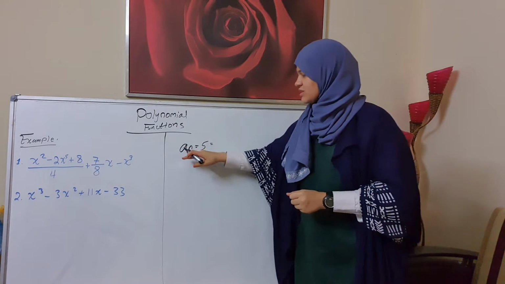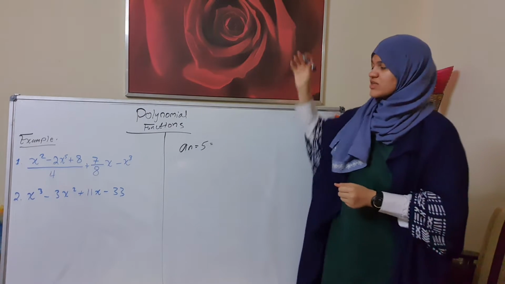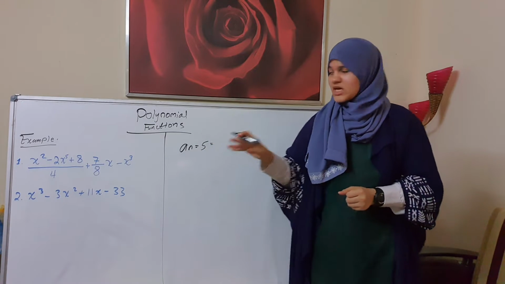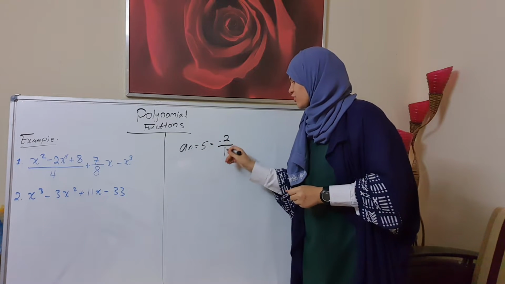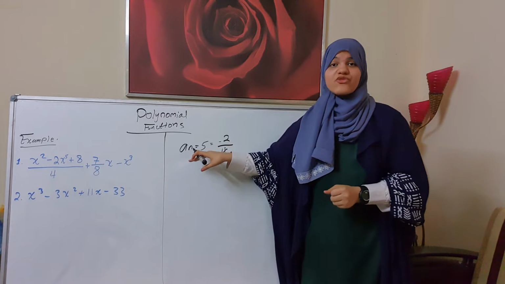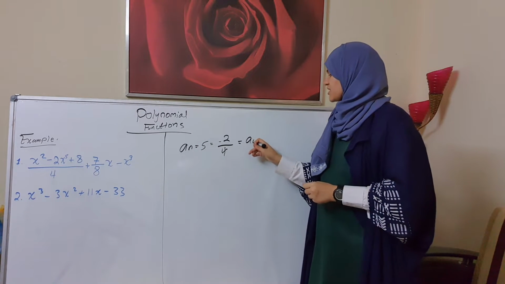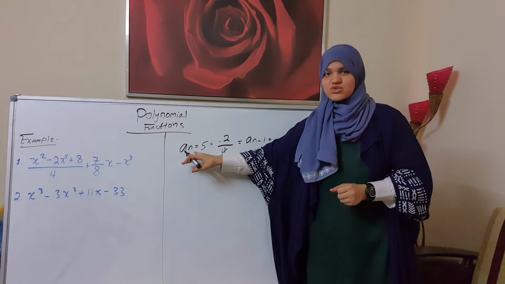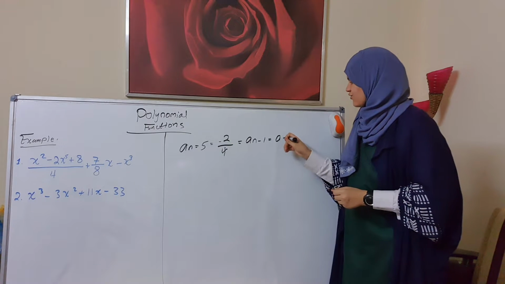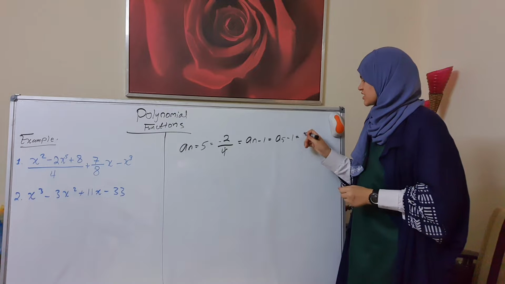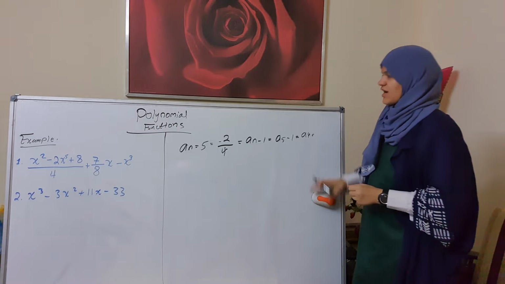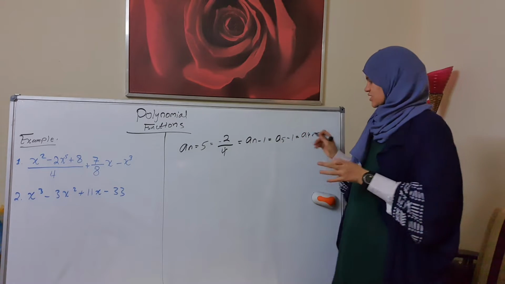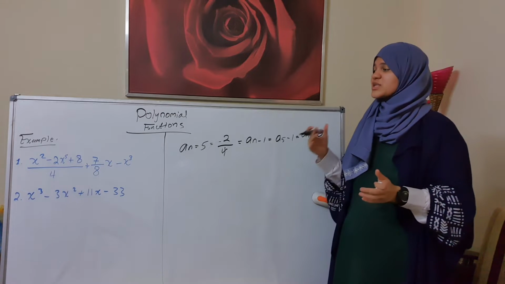So an is equal to 5. What is the coefficient of x to the power of 5? Of course it will be negative 2 over 4. So negative 2 over 4 is the coefficient of x to the power of 5. Now, as we know, the formula says an minus 1, so here with degree 5, a5 minus 1 is a4. Do we have x to the power of 4? No. So we are going to say 0. We don't have x to the power of 4.